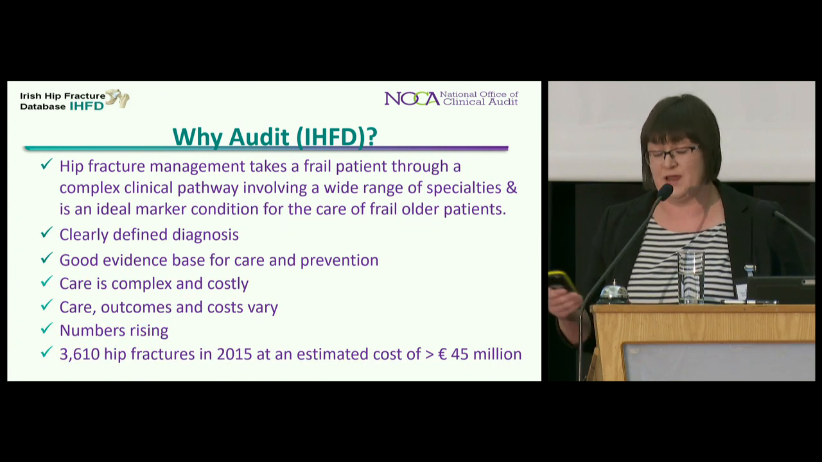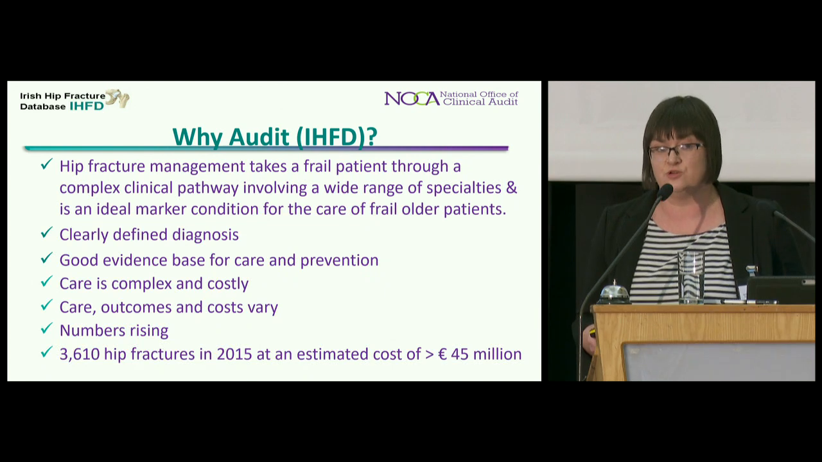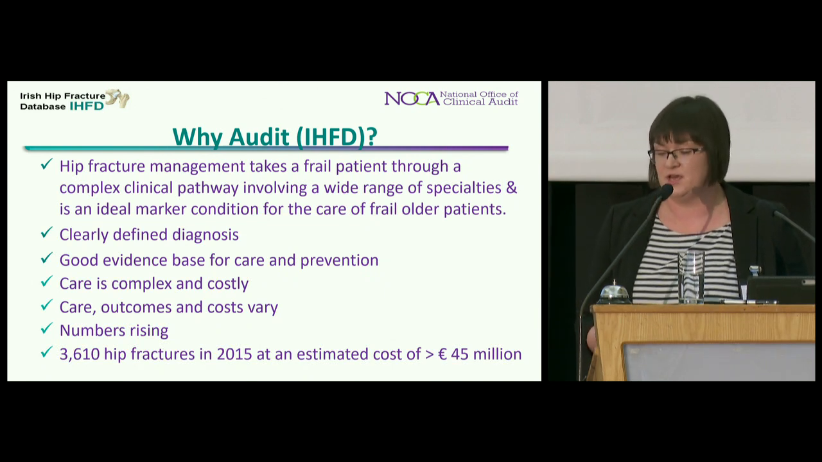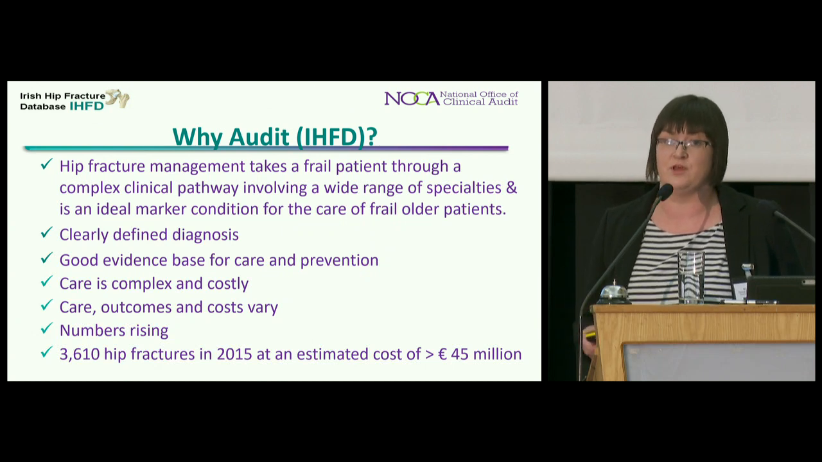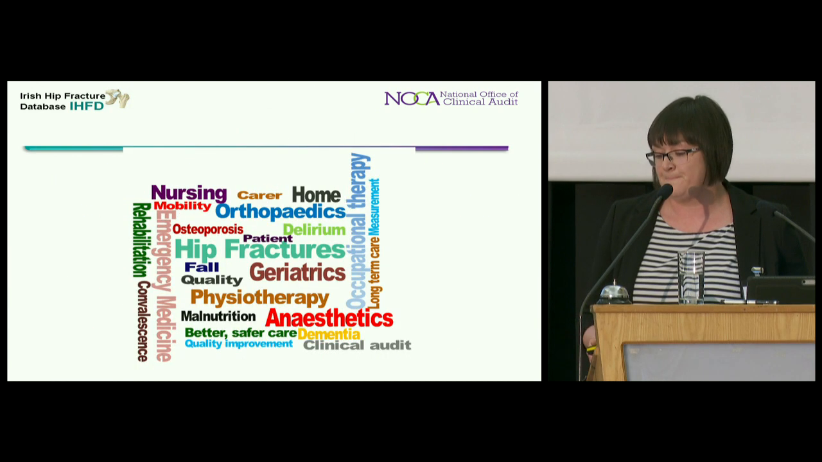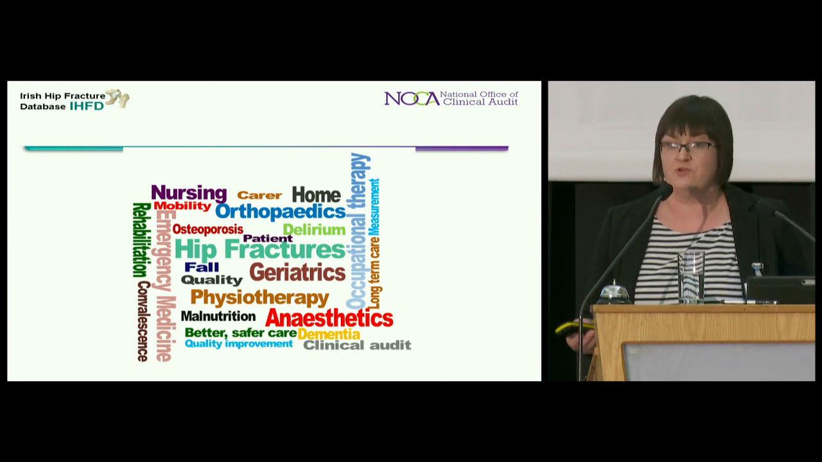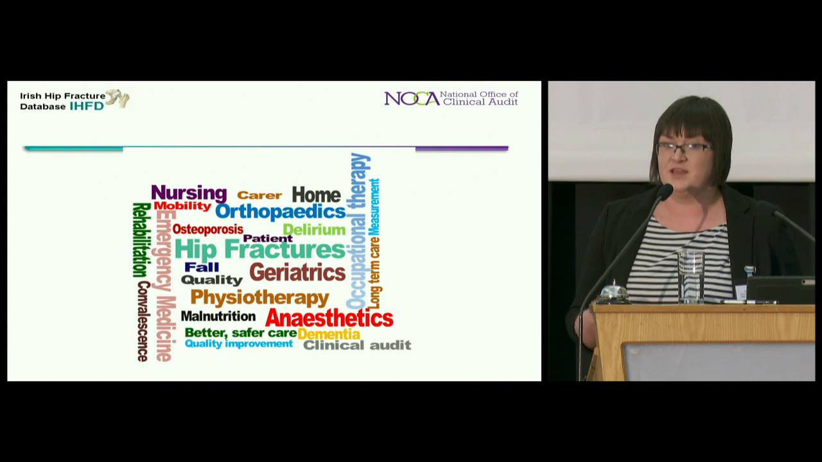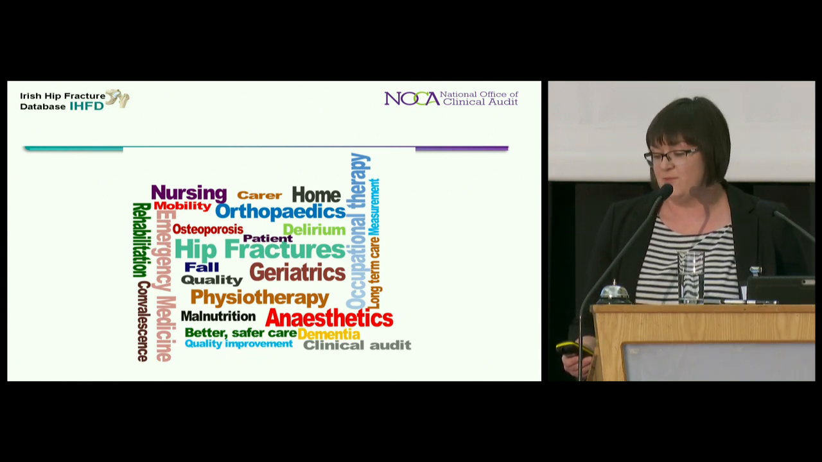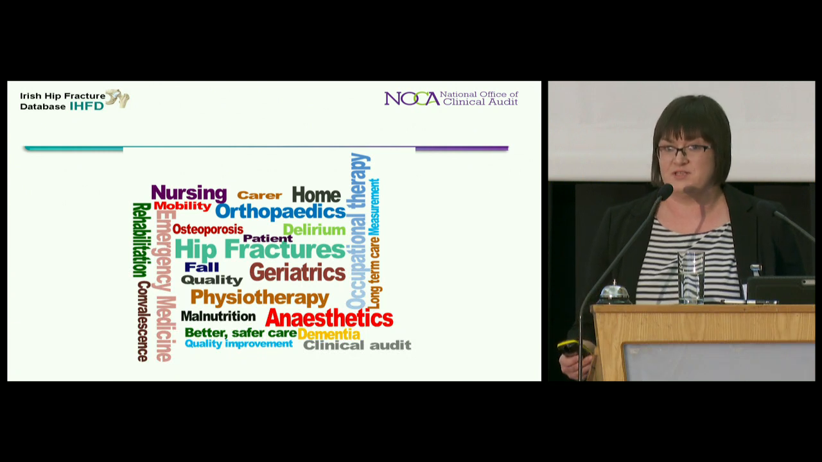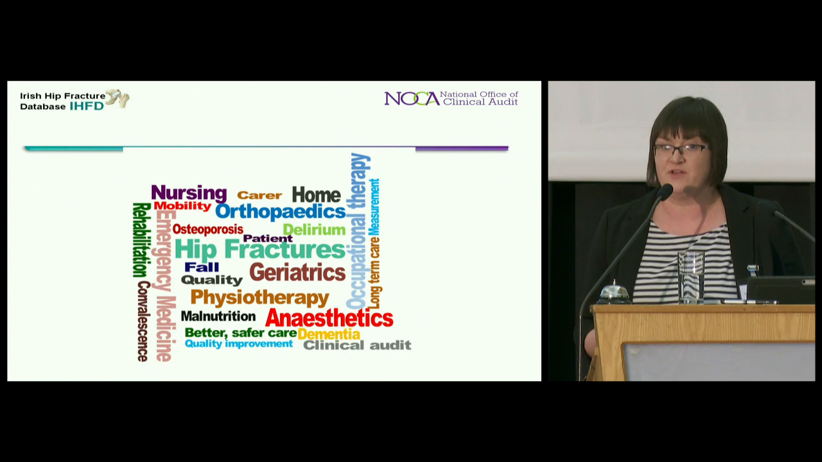So in 2016, we had 3,610 hip fractures in Ireland at a very crudely estimated cost of 45 million just for the inpatient care. And this is one of the reasons hip fractures make a very good condition to audit, because they come in contact with nearly every discipline in a hospital. They take up an awful lot of resources, and coordinating that care in some sort of a clear pathway is very challenging.